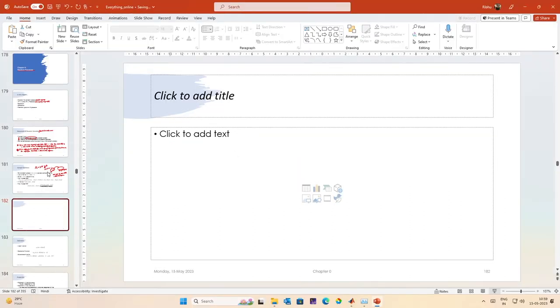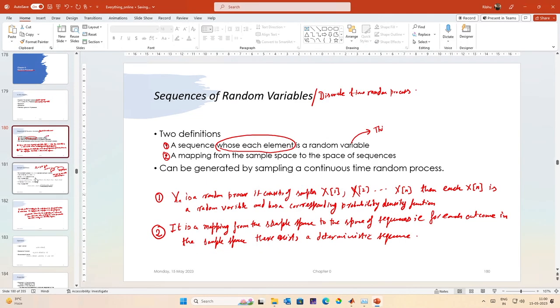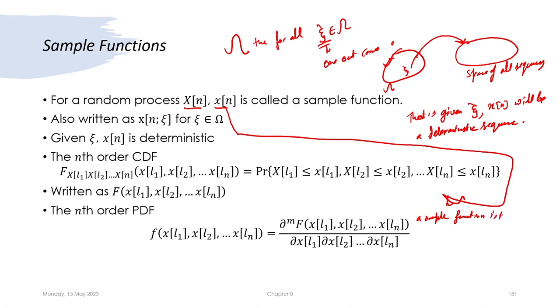So that said, we have two definitions of a random process: a sequence each of whose elements is a random variable, and a mapping from the sample space to the space of sequences. We also define the sample function. For a random process, capital Xn, lowercase xn is called the sample function. The sample function is the sequence of xn corresponding to one outcome. Given xi, xn is deterministic.